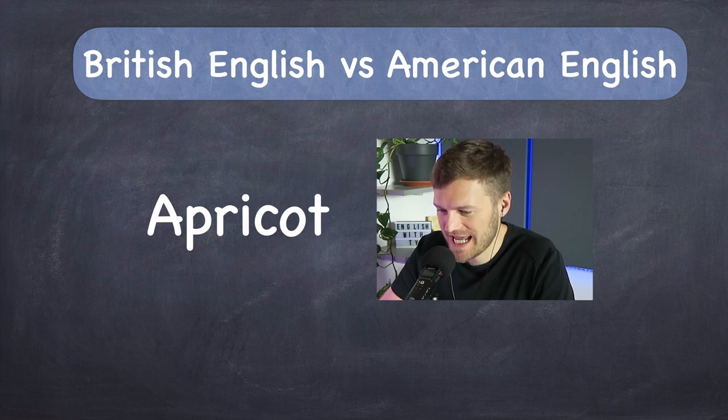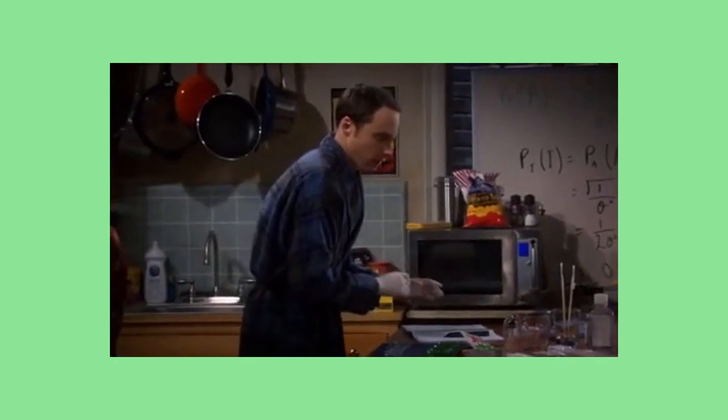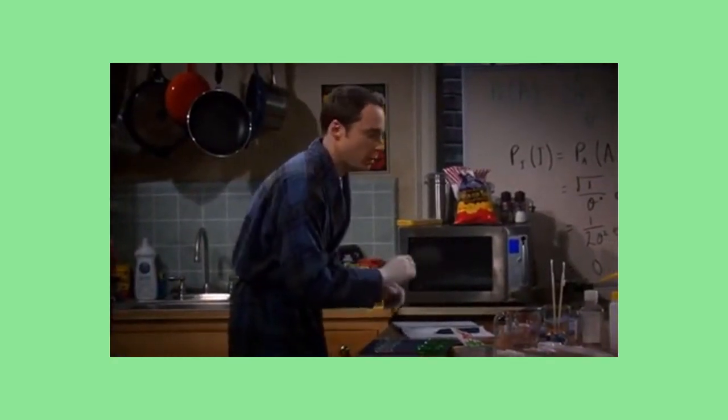Next up is a fruit. The fruit is spelled A-P-R-I-C-O-T. And in British English, this is pronounced apricot. And in American English, this would be pronounced apricot with an A sound. Here's an example of the British English pronunciation. The deceased Mr. Apricot is now disarmed! And here's an example of the American English pronunciation. I need a growth medium and someone polished off the apricot yogurt.